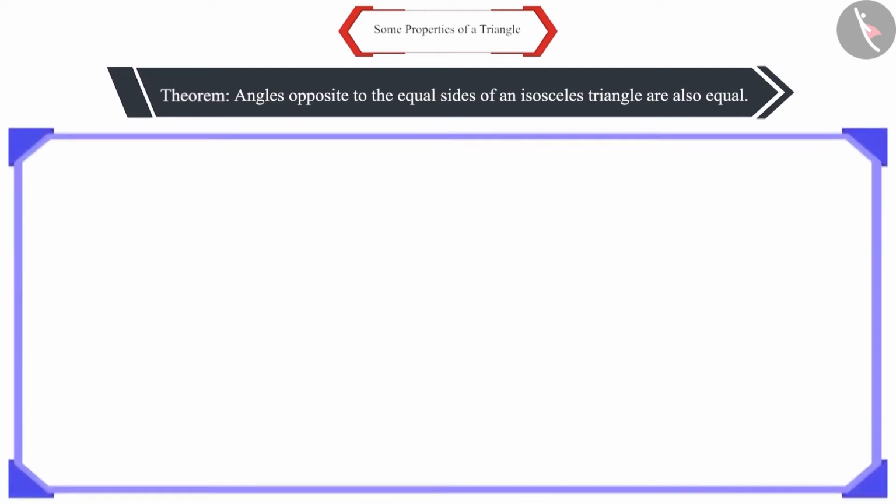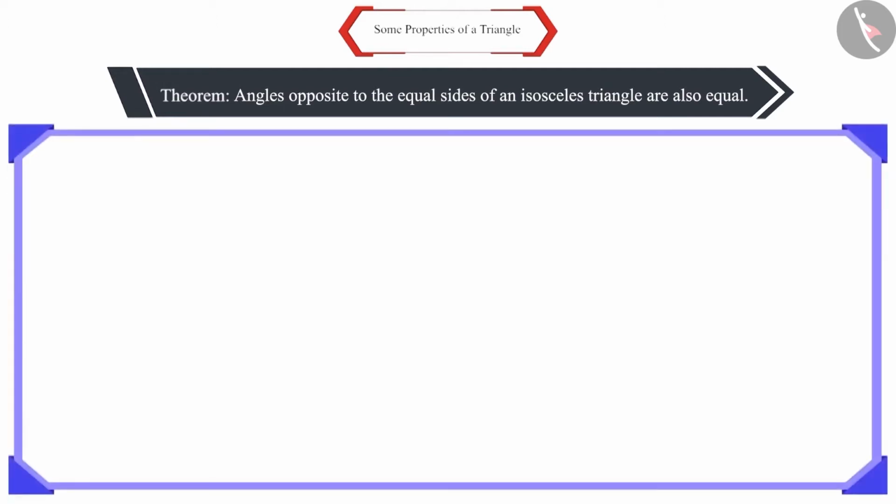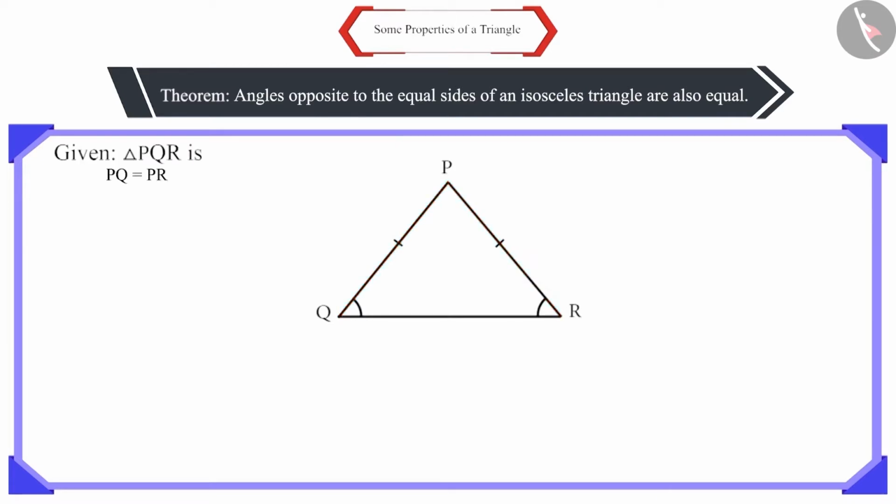With the help of this statement, let us construct another triangle. Triangle PQR is an isosceles triangle. It's given that side PQ is equal to side PR. This has been given to us, and we have to prove that angle Q is equal to angle R. Let's look at its argument. Draw the bisector of angle P which intersects the side QR at point T.